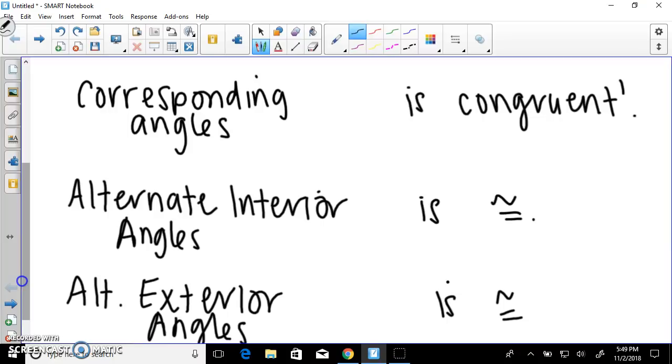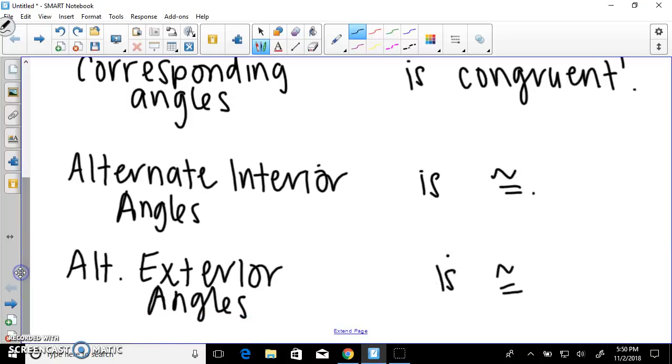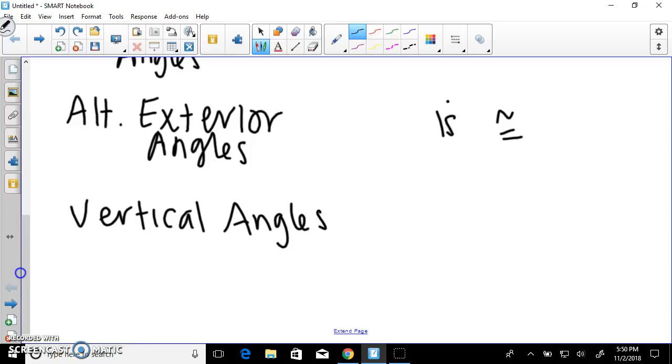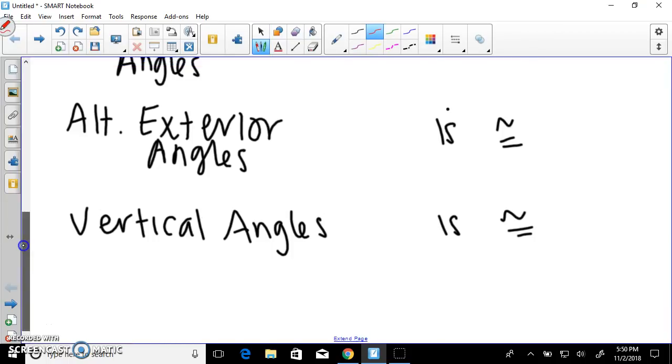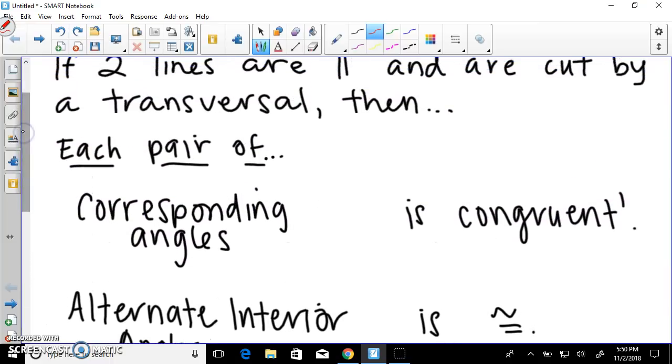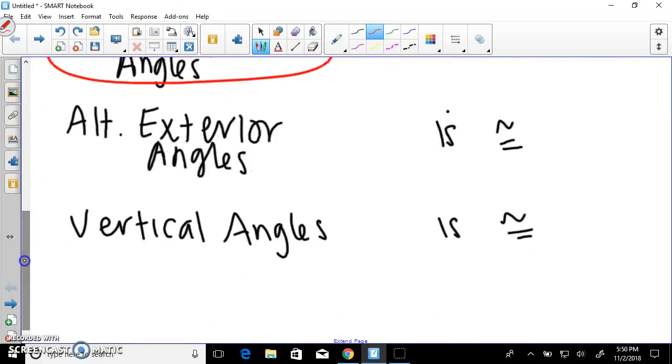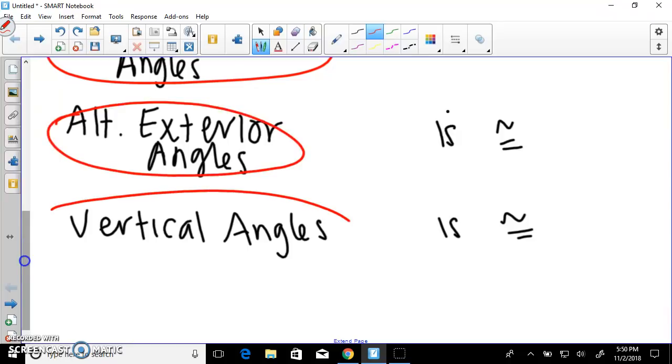And then always, this is just recalling from our previous unit, every pair of vertical angles is congruent. And that's just true for any vertical angles. So we've got four types of angle pairs that are always going to be congruent. Corresponding angles are congruent. Alternate interior angles are congruent. Alternate exterior and vertical angles. They are all going to be congruent.